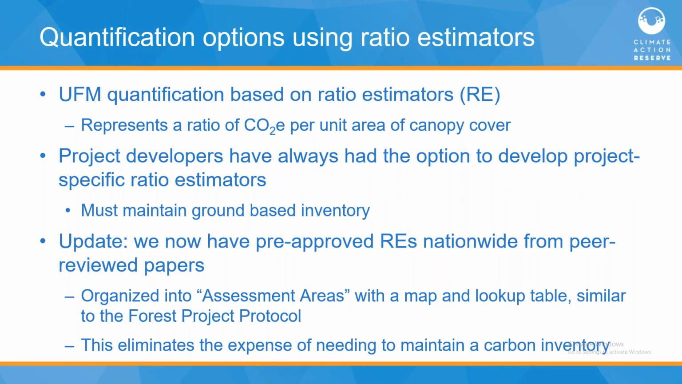This is still an option for projects, but we recognize that this type of inventory is very labor intensive and costly, and it doesn't make sense for many urban project areas. For instance, if it is difficult or impossible to monument plots, that can make this process and the verification process very challenging. So the update we've made here is to include the option of pre-approved ratio estimators. These were obtained nationwide from peer-reviewed papers, and we've organized this data into assessment areas. So we have a map and a lookup table, similar to the way we organize common practice data for the Forest Project Protocol, for those of you who are familiar with that option.